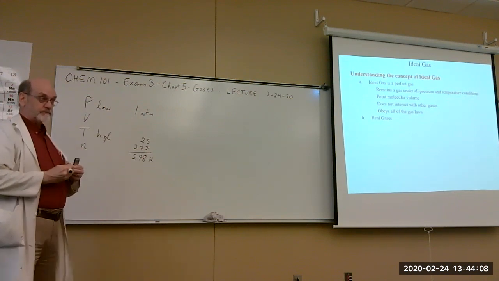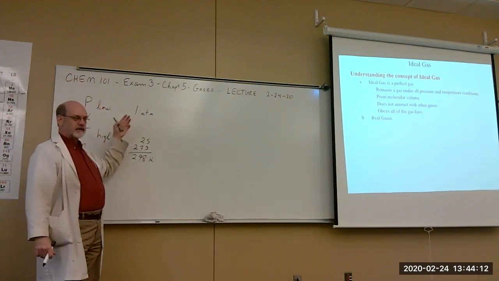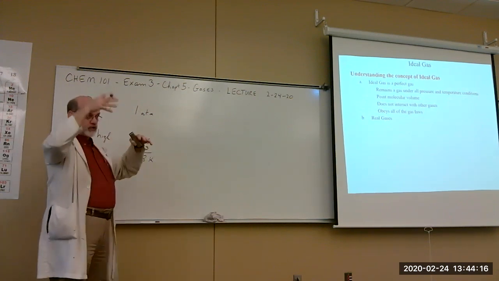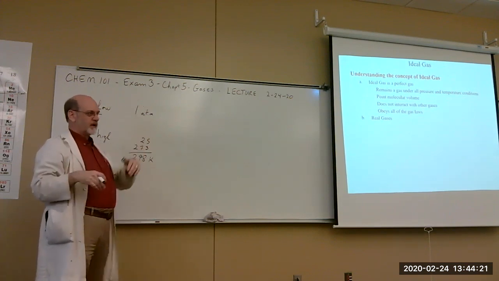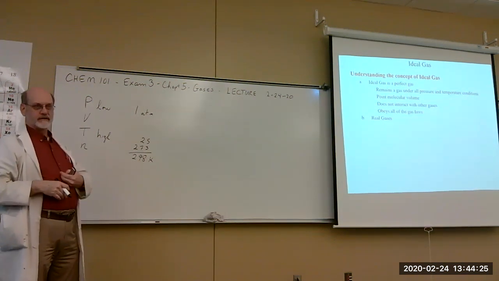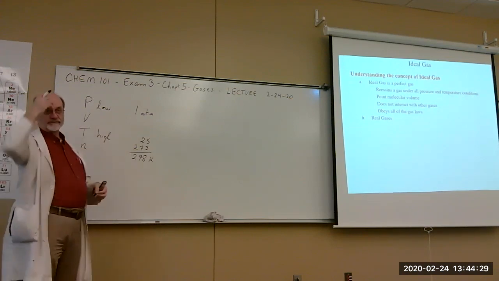Now, how do we know that? Because Boyle conducted his experiment at one atmosphere, and then he increased pressure by adding more mercury to his J-tube. So the pressure kept going up, but he still got that relationship of P times V equals a constant. So we know above one atmosphere, you're still pretty good.